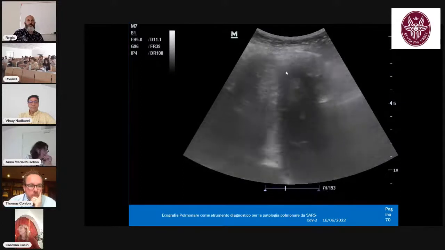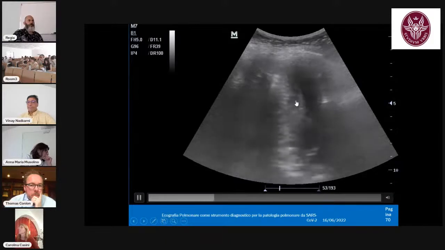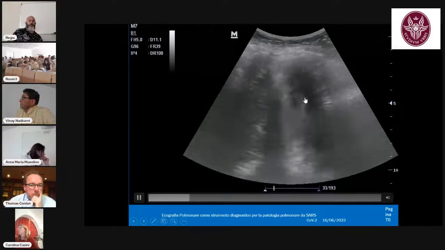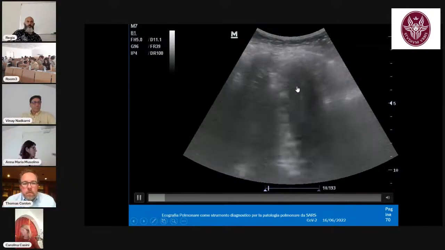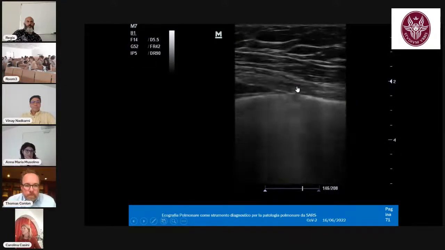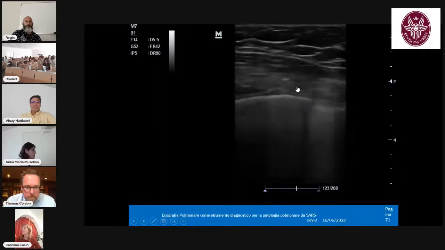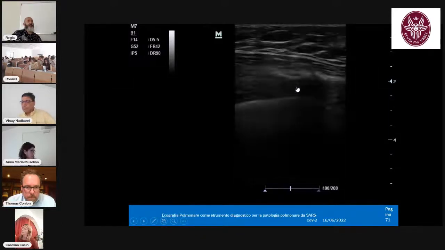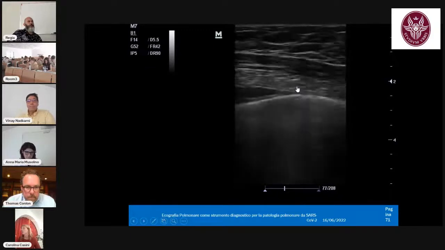And this is a pleural effusion. You can see here the flattening of the atelectatic part of the lung in the pleural effusion. And these are other findings of subpleural atelectasis and consolidations in a patient with COVID disease.